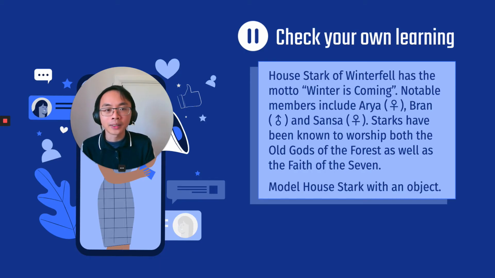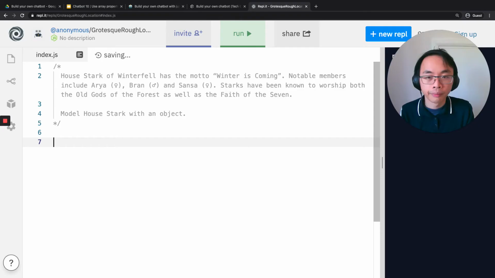So now to check your own learning on that, have a read of this task and have a go at it. Remember, pausing and having a go is really important because it's by applying our learning that we learn more. So now you've had a go at it, let's go through it together.